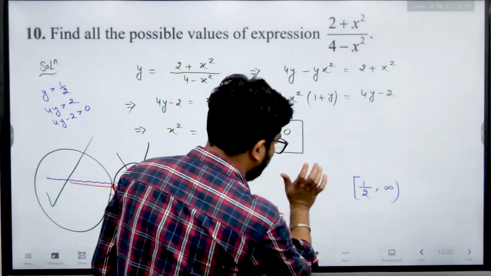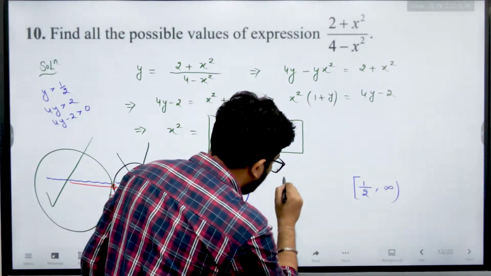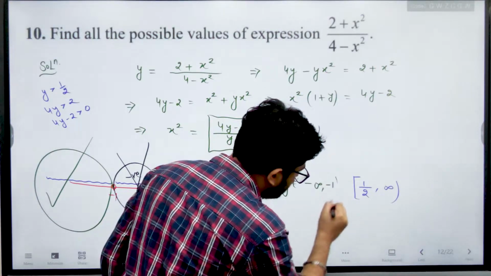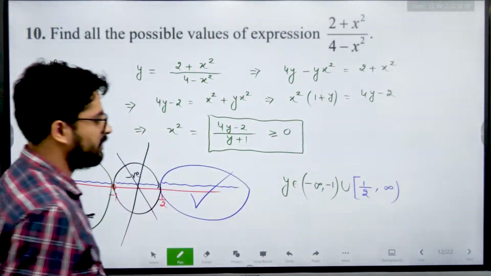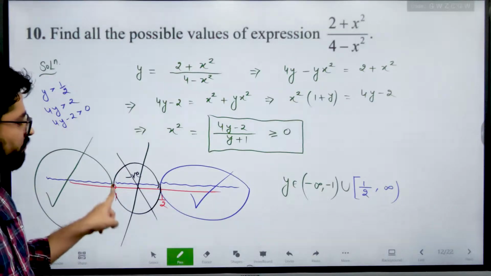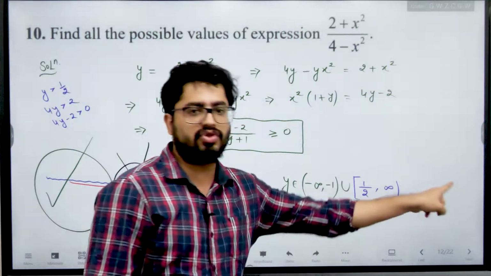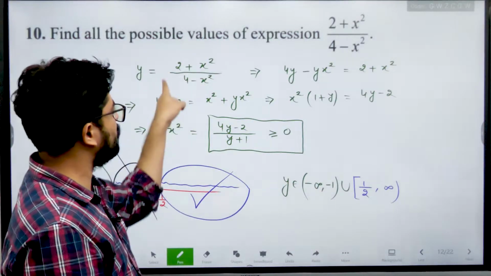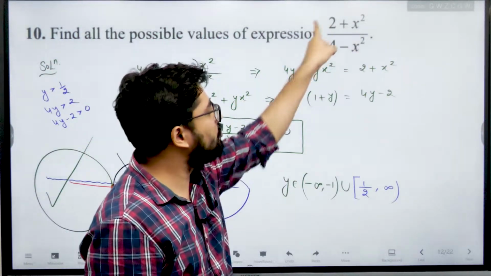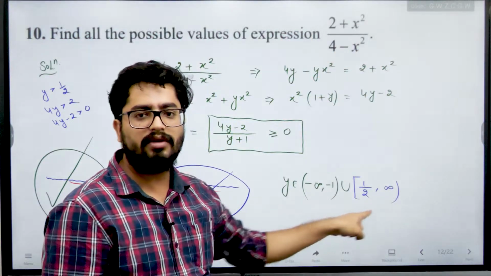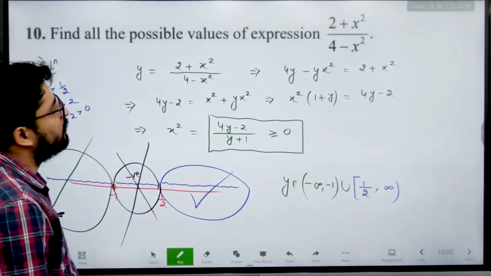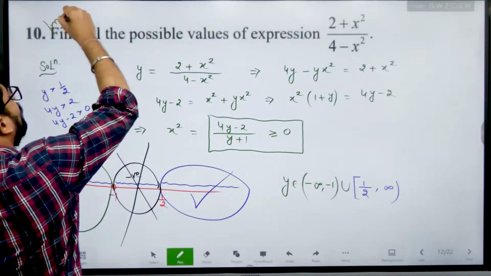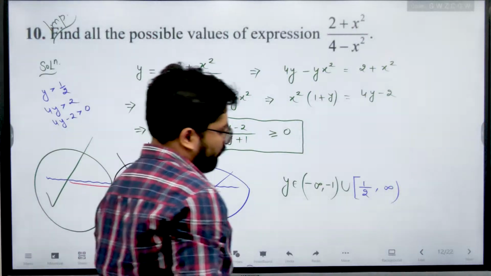So y can take values from -infinity to -1, union 1 by 2 closed to infinity, and these are the possible values of y, and y is this expression. So the possible values of this expression are these. Okay, so that's your answer. Got it? Important question. Okay, now next is what?